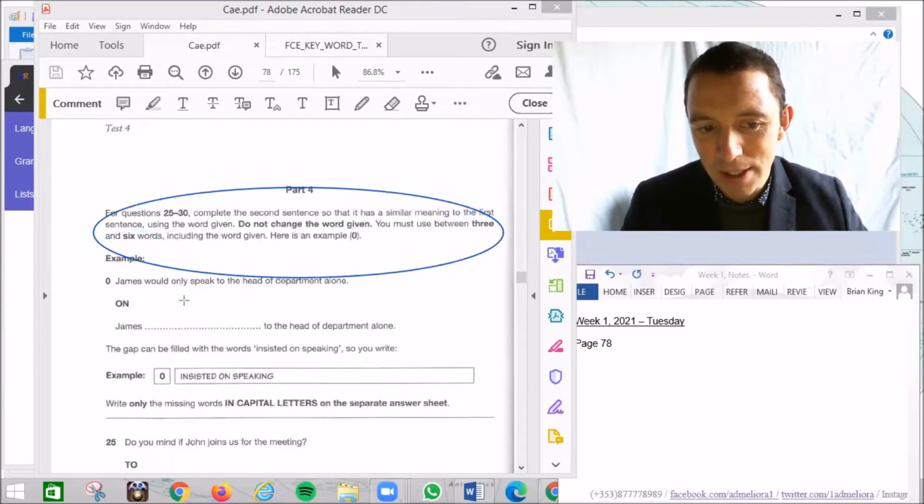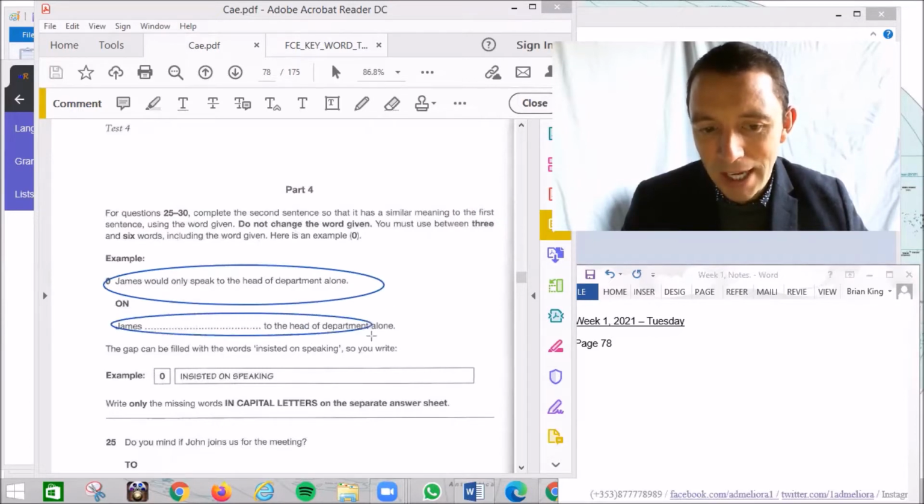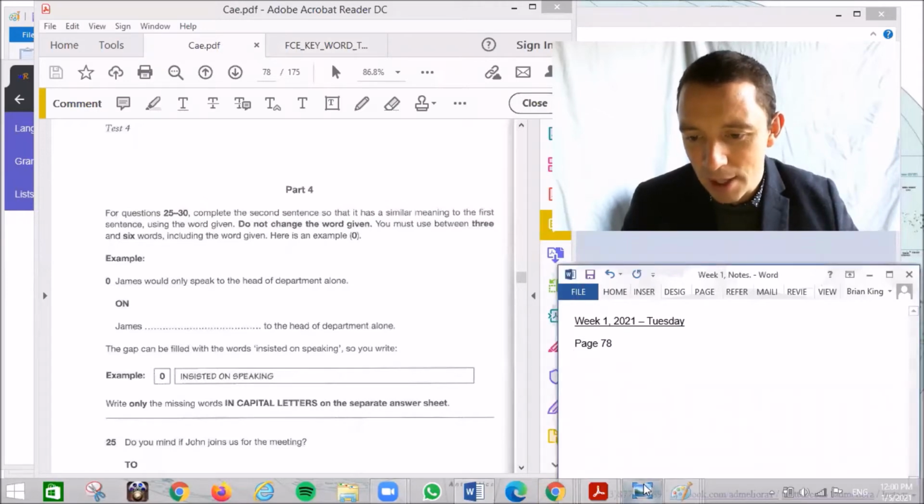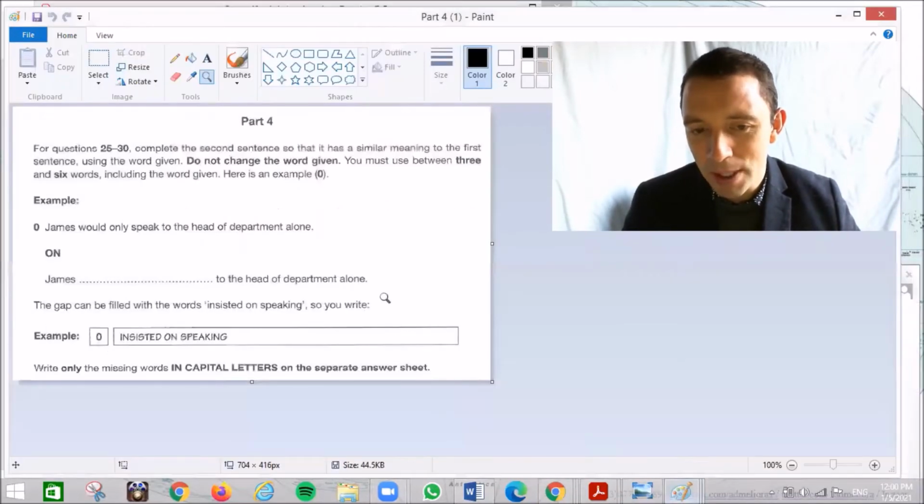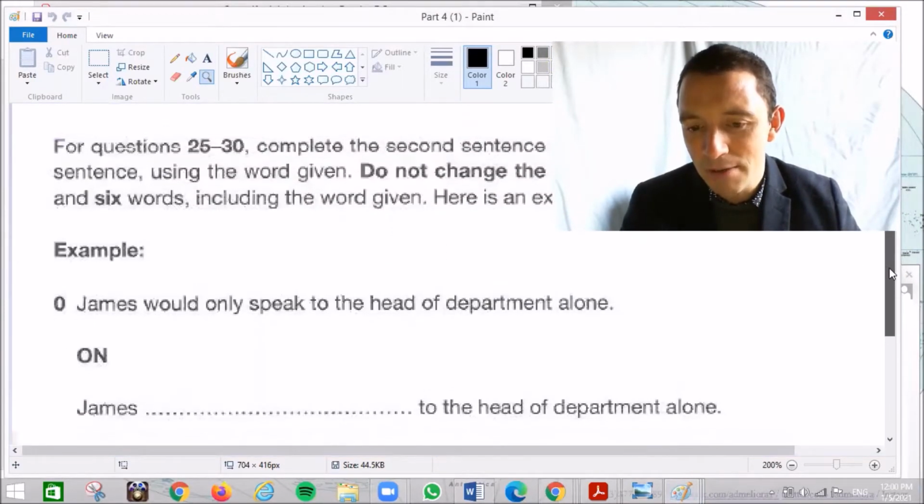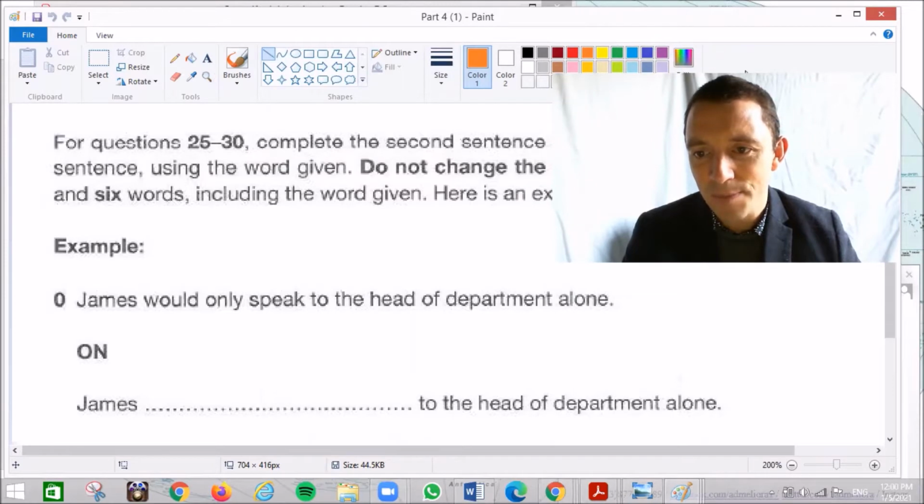So this is the example 0. James would only speak to the head of the department alone. And then you have James with a blank space, to the head of the department alone, and you only have on. Okay, so I'm going to show you on a different page, if I can move this here. Yeah, there we go. In Paint I have opened the document already, and here is the example. I just want to show you a bit of advice on how to do this. The first thing is, I'll change the color here to orange so we can all see.